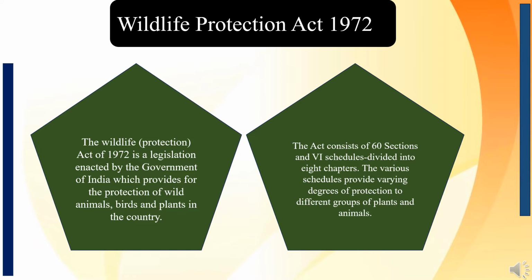Schedule 1 and Part 2 of Schedule 2 provide absolute protection. Offences under these are prescribed the highest penalties. These schedules then form the basis for the recognition of the endangered species in the Indian subcontinent. Species listed in Schedule 3 and Schedule 4 are also protected, but the penalties are much lower.